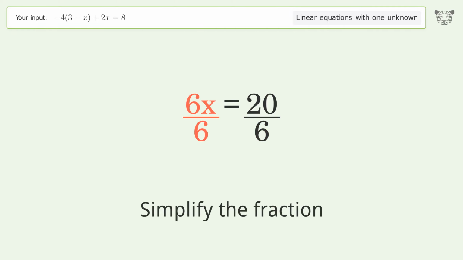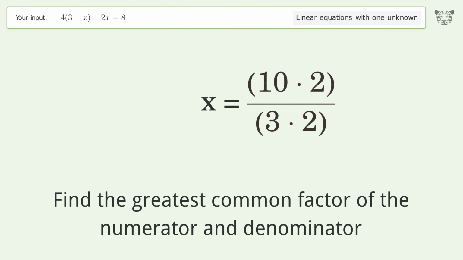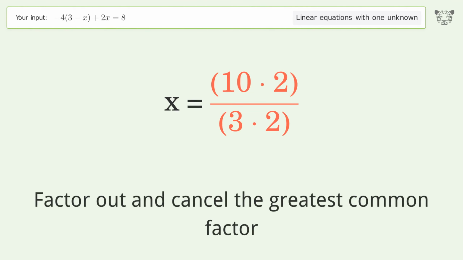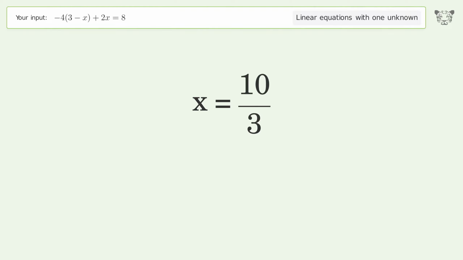Simplify the fraction. Find the greatest common factor of the numerator and denominator. Factor out and cancel the greatest common factor. And so the final result is x equals 10/3.